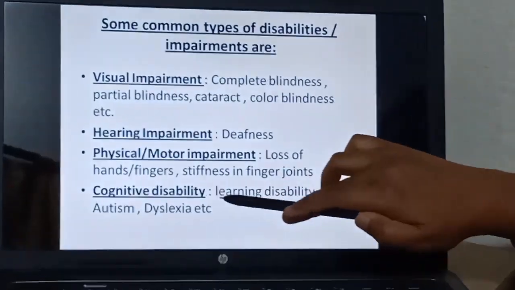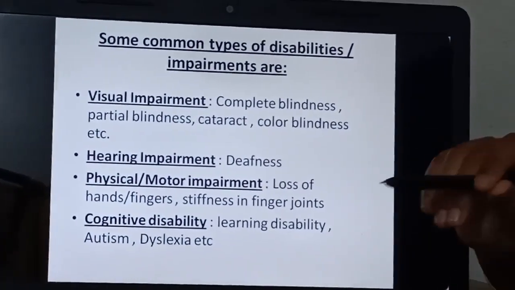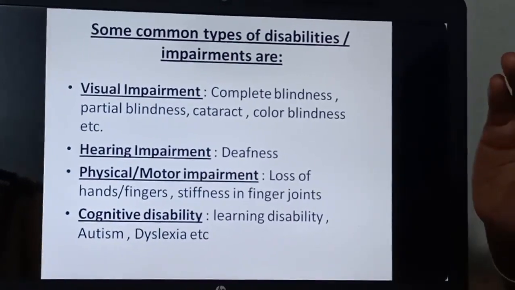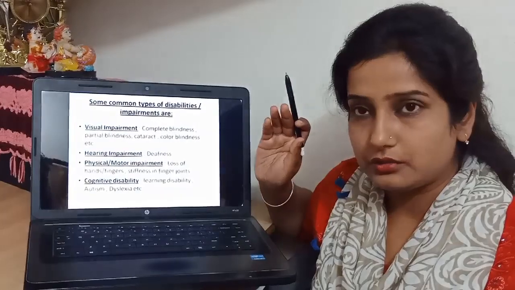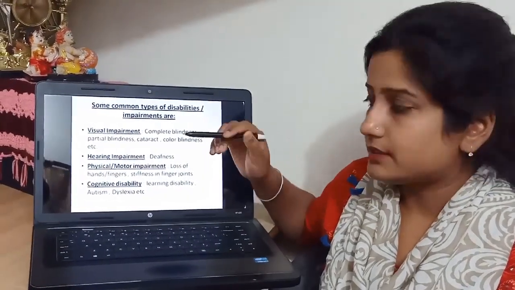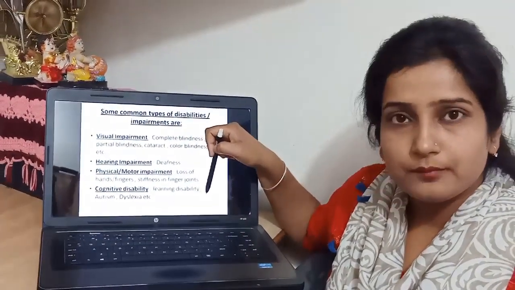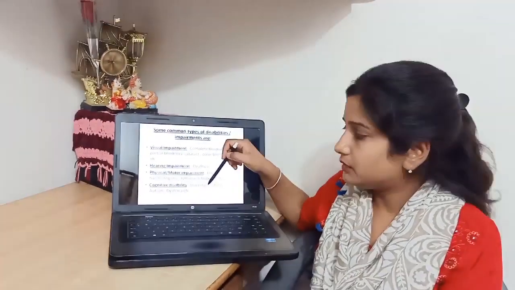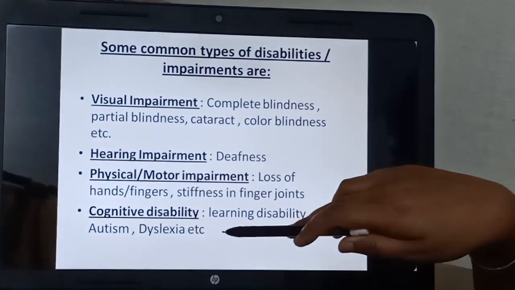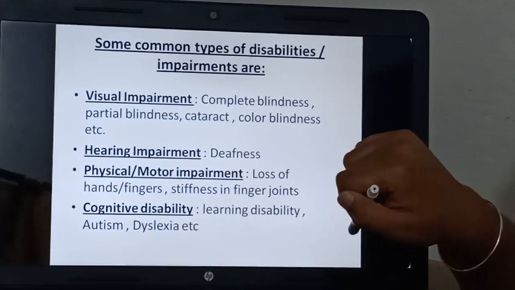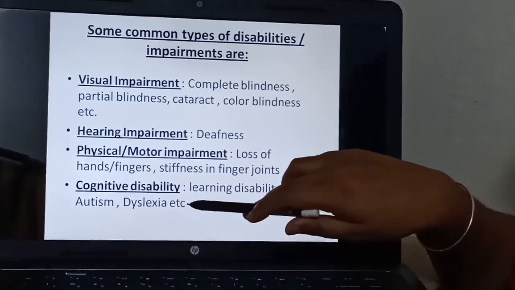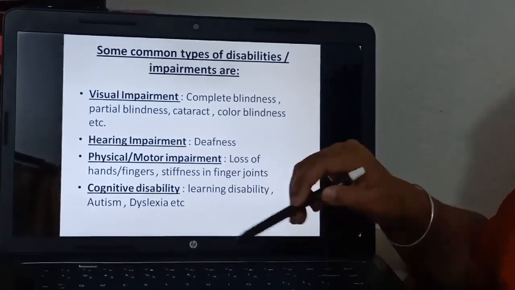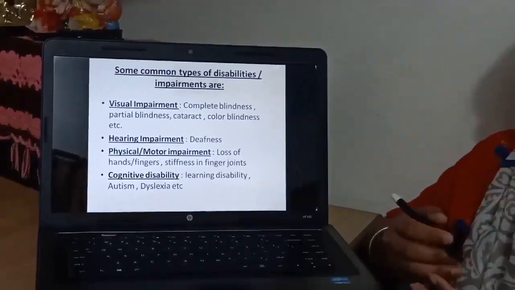Next is cognitive disability. The term cognitive is always related with the mind. If the person has a psychological or mental disorder, then that is cognitive disability, like learning disability, where the person is not able to learn something. Autism, dyslexia, etc. are the different types of impairments related with cognitive disability. So all these impairments will be handled in these accessibility options.